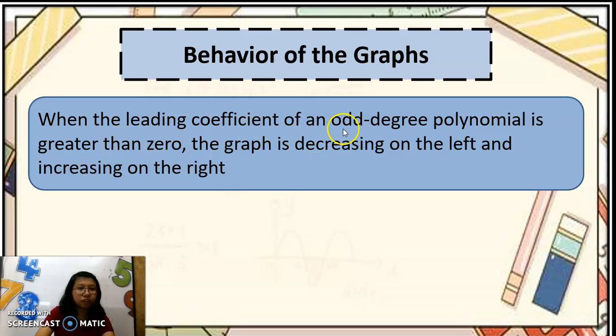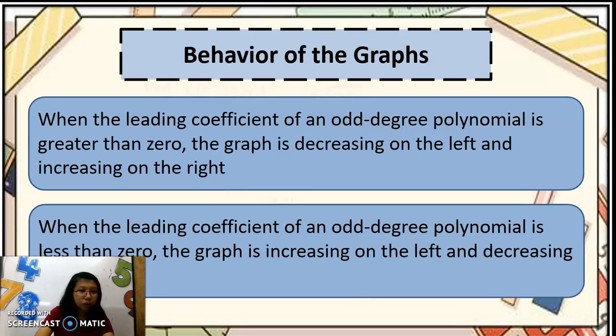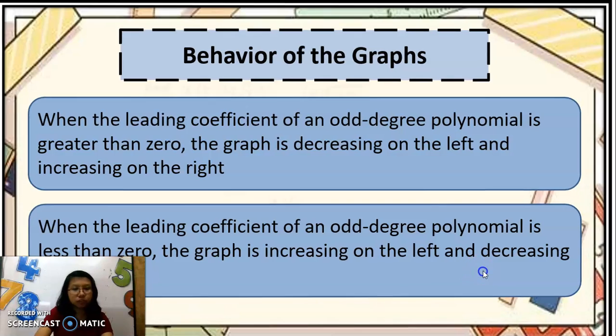When the leading coefficient of an odd degree polynomial is greater than 0, the graph is decreasing on the left and then increasing on the right. So we have here an odd degree polynomial with a positive value for the leading coefficient. The graph will be decreasing on the left side and then increasing on the right side. However, when the leading coefficient of an odd degree polynomial is less than 0 or a negative number, the graph is increasing on the left and then decreasing on the right. So, negative coefficient, we have increasing on the left, decreasing on the right.